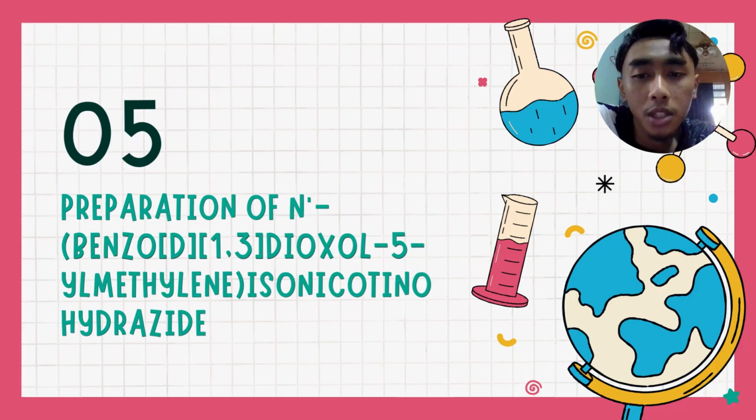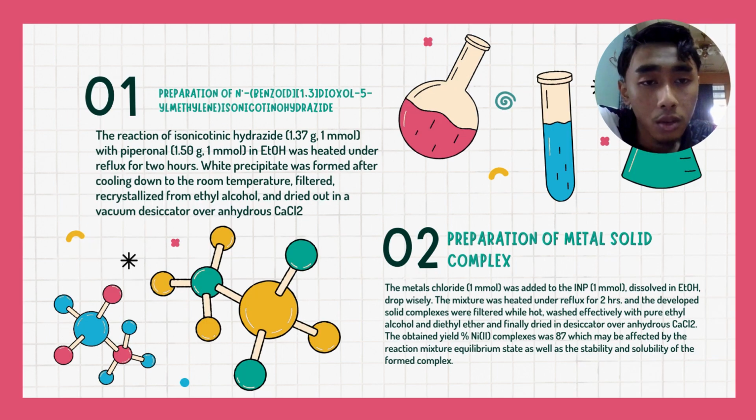The next one is the preparation of N-benzo[d][1,3]dioxol-5-ylmethylene isonicotinohydrazide. It is divided into two parts of preparation. The first one is the preparation of the ligand. The reaction of isonicotinic hydrazide with piperonal in ethyl alcohol was heated under reflux for 2 hours. A white precipitate was formed after cooling down to room temperature, filtered, recrystallized from ethyl alcohol, and dried in a vacuum desiccator over anhydrous calcium chloride.